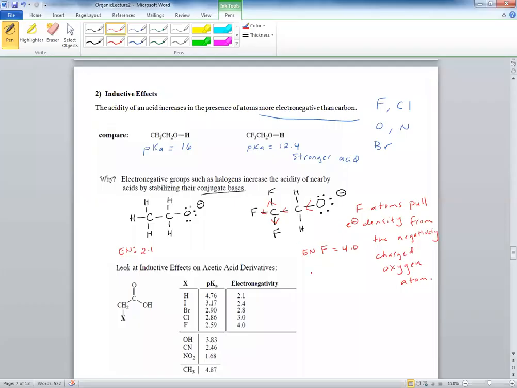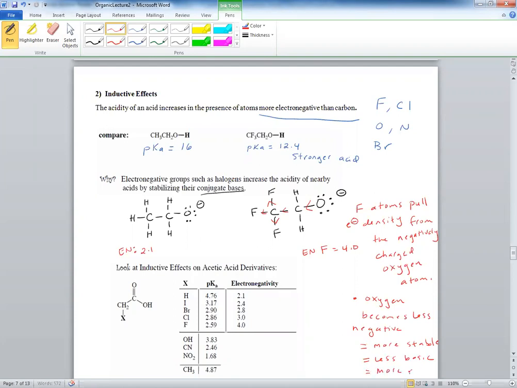So if the oxygen, I'm going to write it under here, oxygen becomes less negative, which equals more stable. More stable means less basic. And of course, less basic means more acidic.